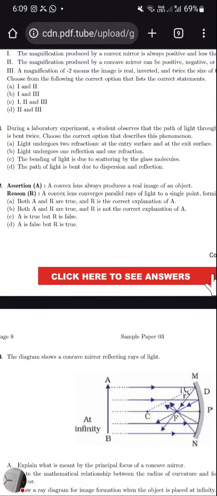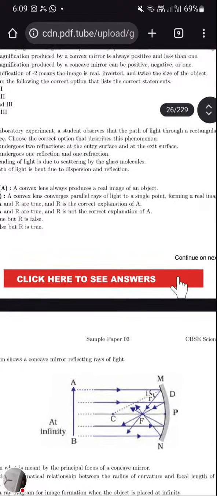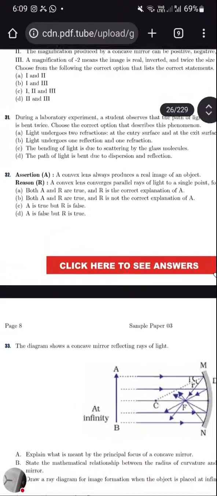There are two surfaces in the rectangular glass slab. At the first surface the light is entering from air to glass. As it is entering from a rarer to a denser medium, it will bend towards the normal. At the second surface, it will cross the glass and pass into the air. So again it is entering from a denser to a rarer medium, so there is bending away from the normal. Choose the correct option describing the phenomenon. You wrote option A: light undergoes two refractions at the entry surface and at the exit surface. Very good, correct answer.